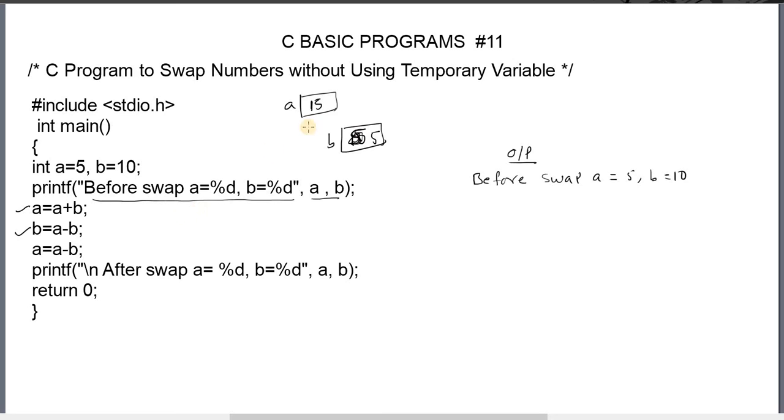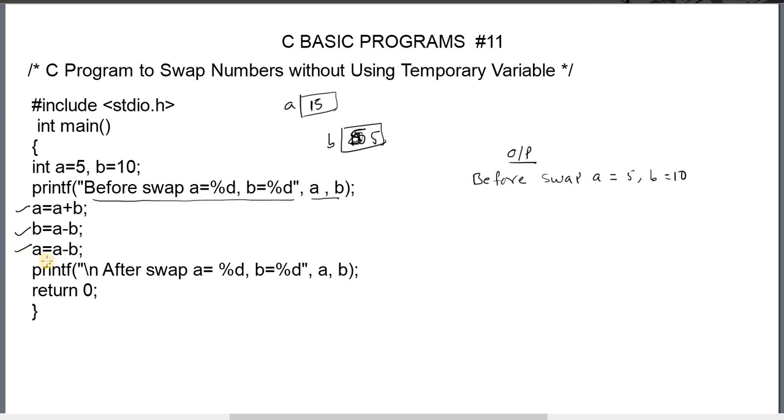Now from this value, if we subtract 5, we will get the B value. When we subtract 5 from 15, we will get 10, that is the B value. That value A will take here.